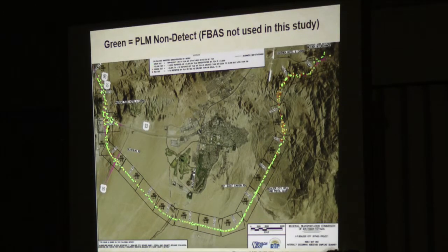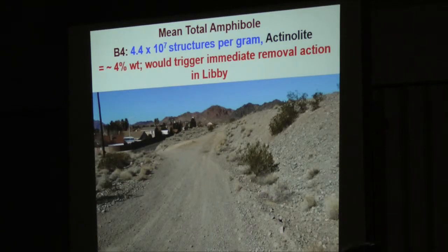Okay, next slide. All right, so here are our results. This is B4, the site at the end of Adams Boulevard. It had 44 million fibers per gram of actinolite, which is the regulated asbestos mineral. If you calculate that out to weight percent, it's about 4 weight percent. If this site was in Libby, it would trigger immediate removal action.